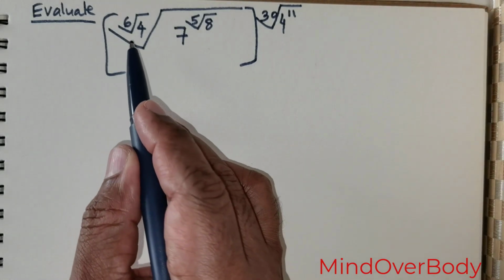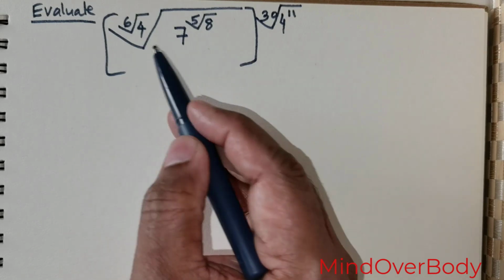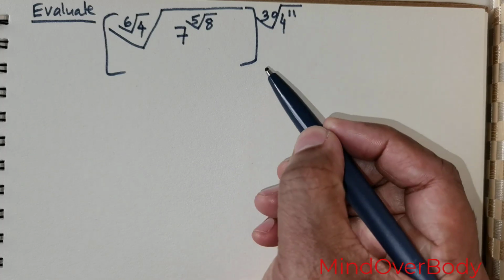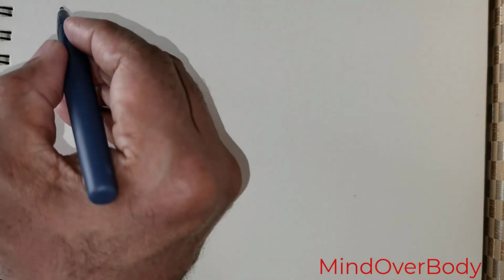We got the 6th root of 4 of 7 raised to the power of 5th root of 8. This entire quantity is raised to the power of 30th root of 4 raised to the power 11. So you can try to pause the video and attempt to get the solution. Now let me rewrite this.